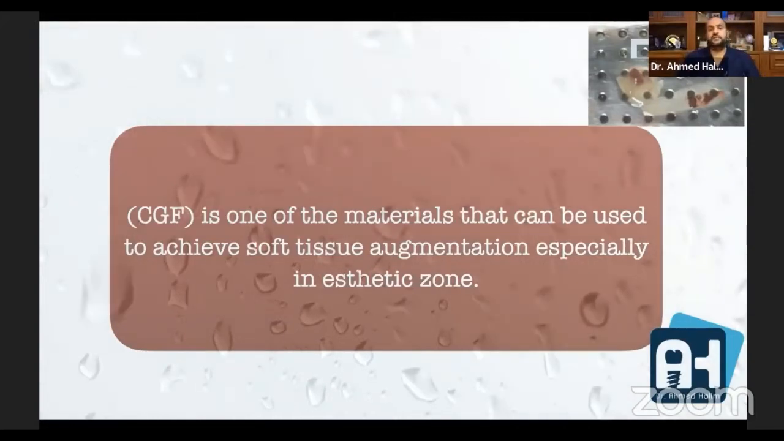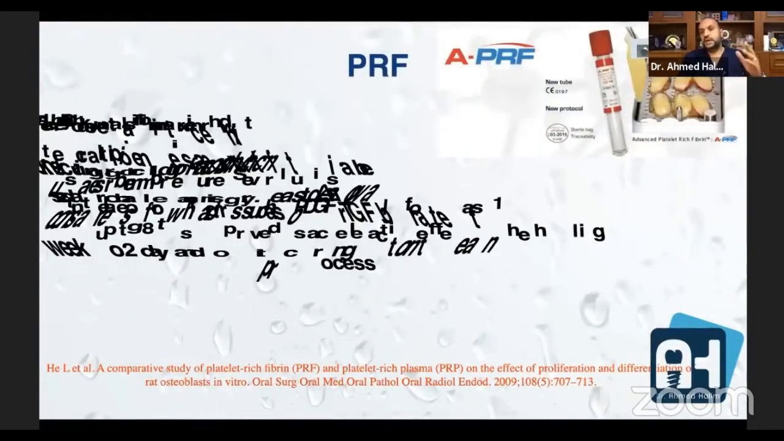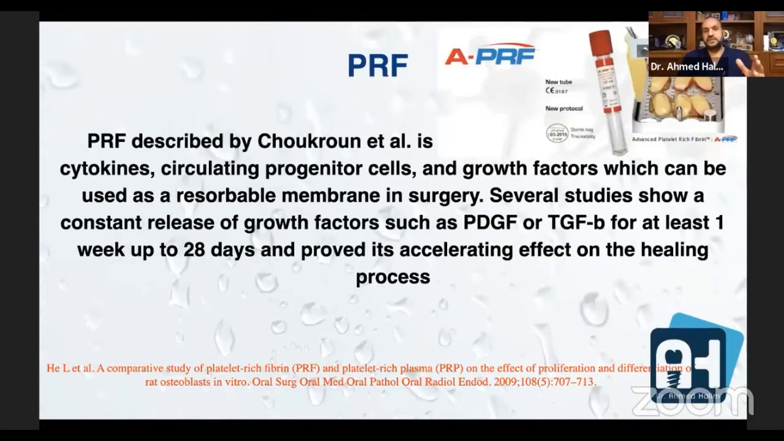CGF or PRF, one of the fibrin extract products, is one of the materials that can be used to achieve soft tissue augmentation, especially in the aesthetic zone. We can use PRF, we can use CGF. It's all the same product, only different commercial names. The important role here for PRF, for CGF, for whatever, is that it's a resorbable membrane. You can use it in surgery.